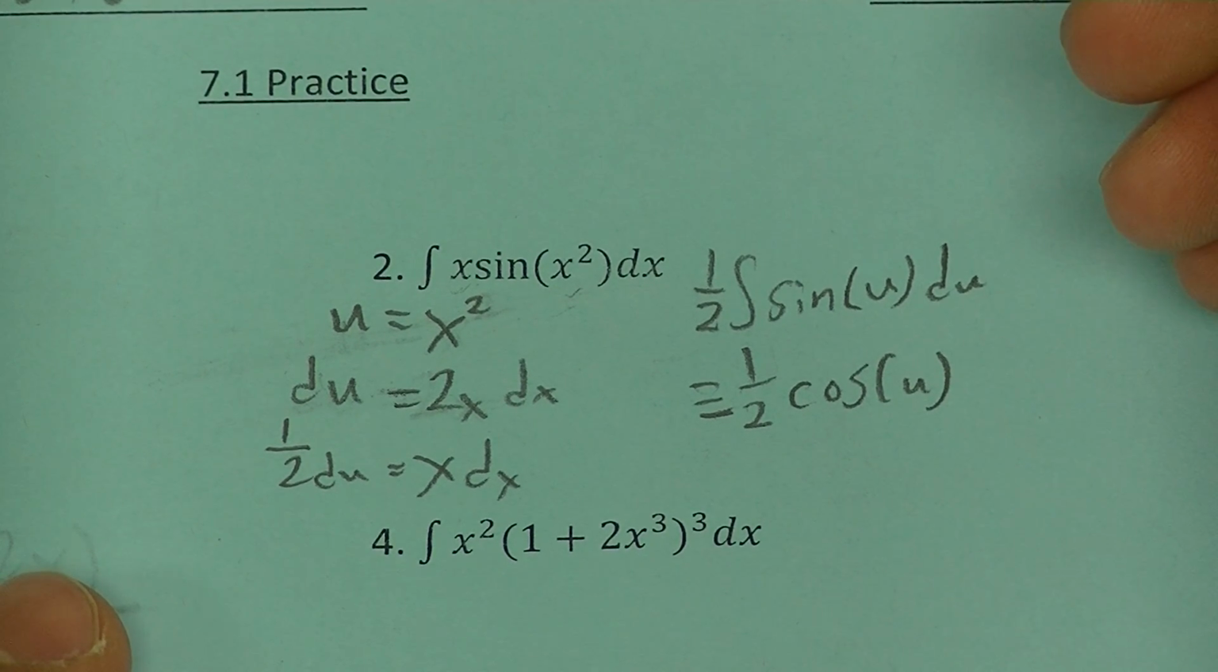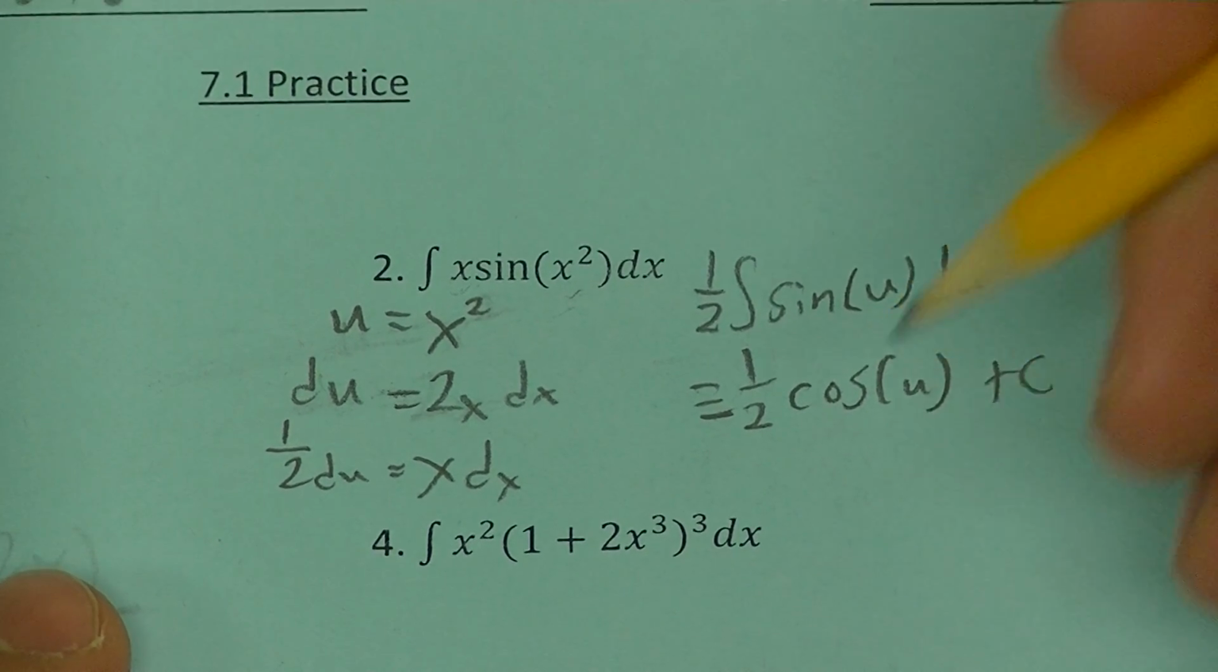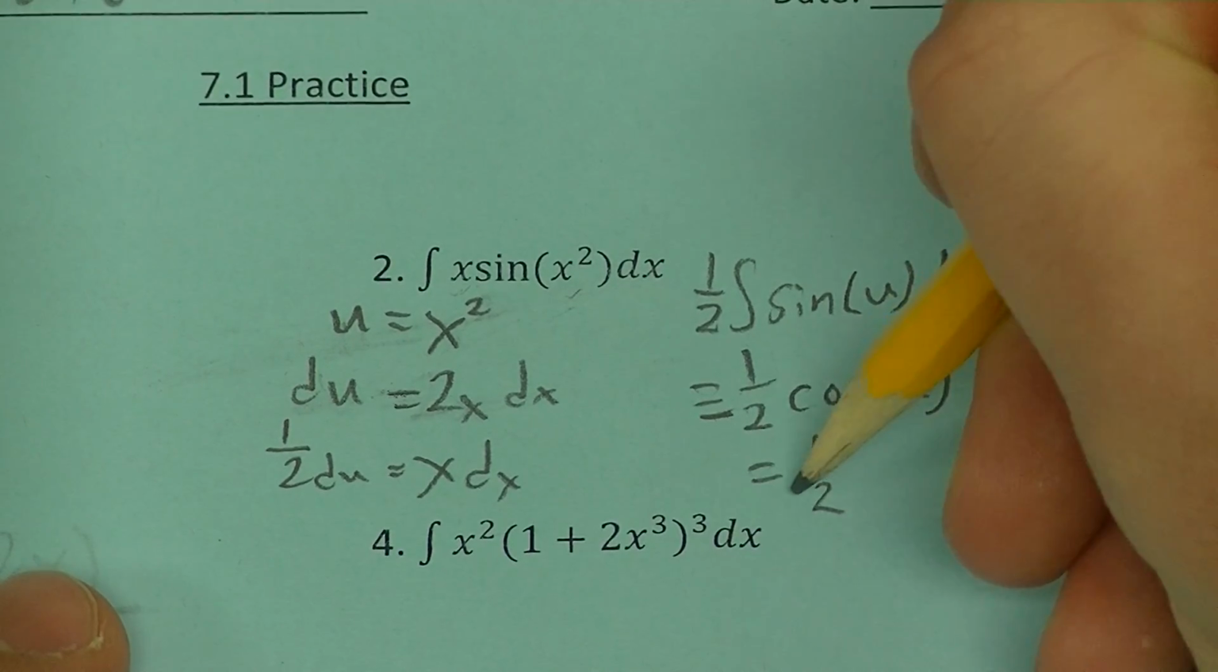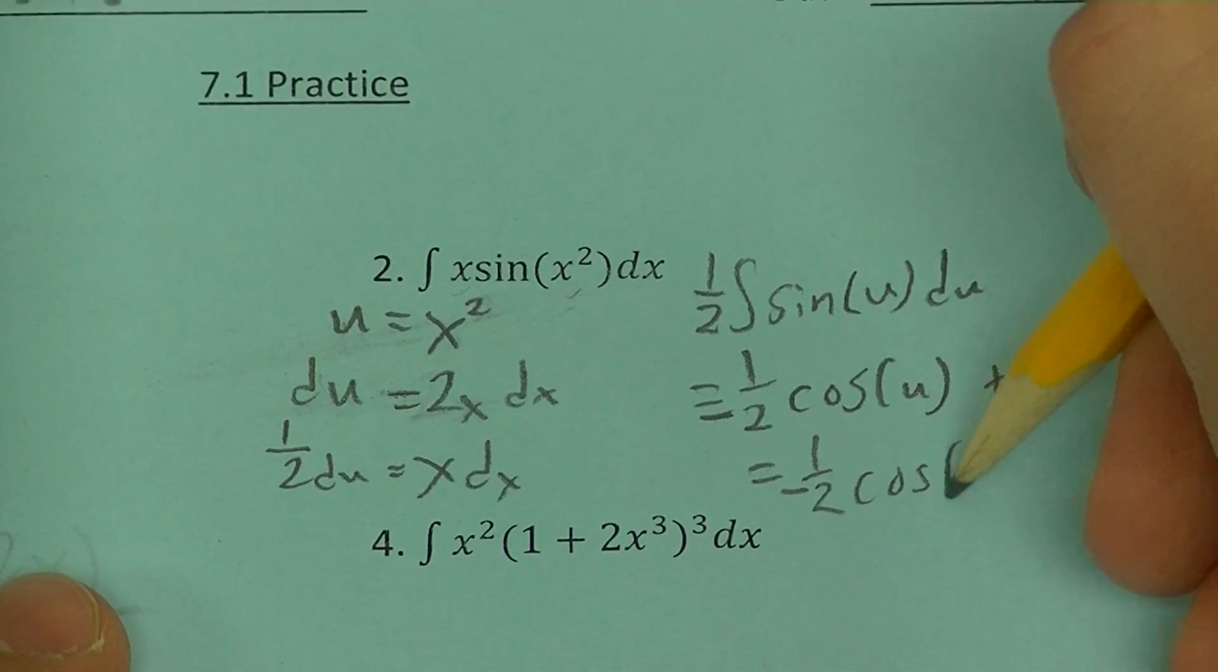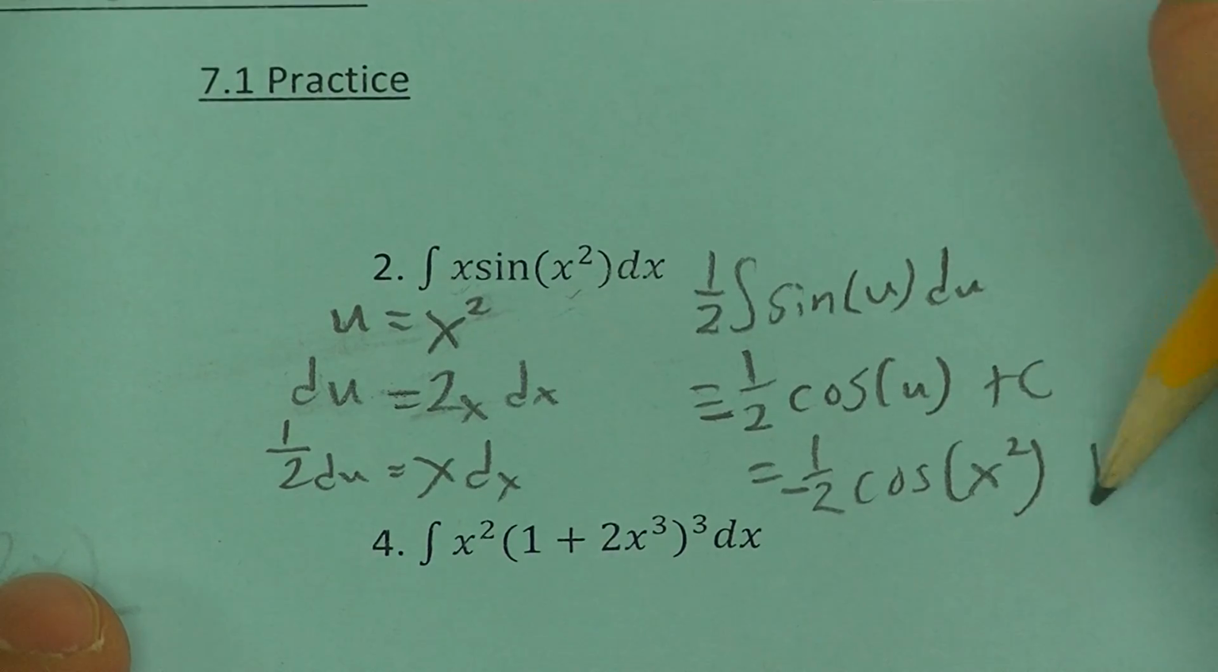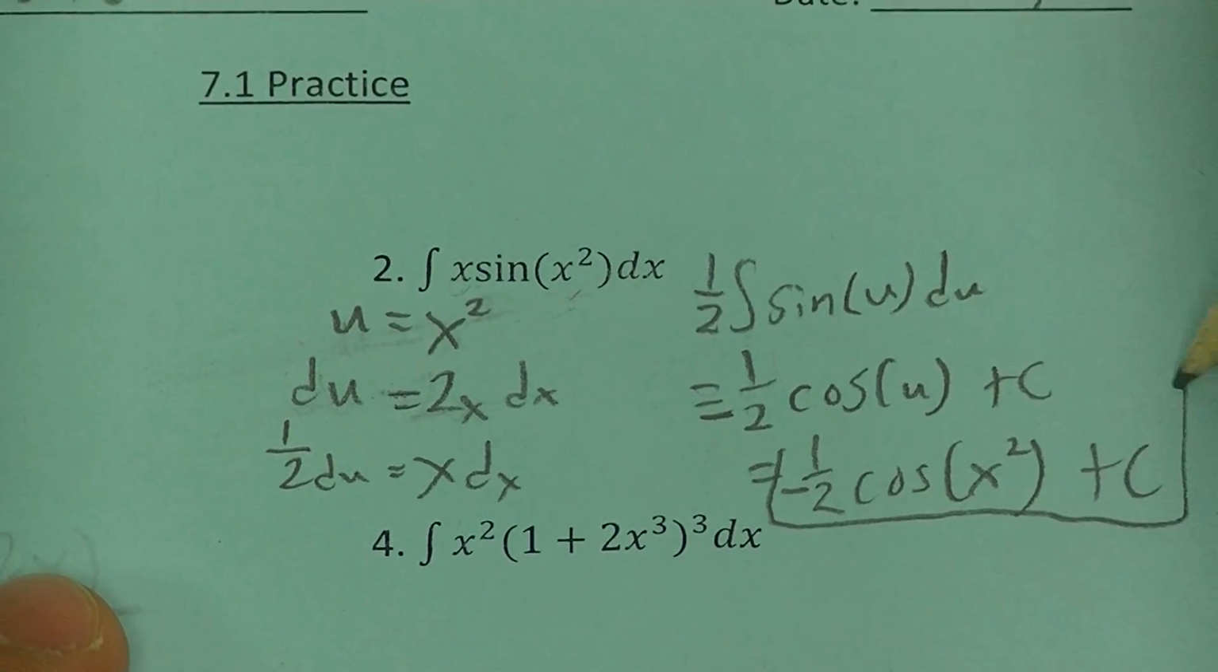So now, we add a plus c, and now putting our u back in, we're putting the u back to x squared. Now we have a fine, satisfactory answer.